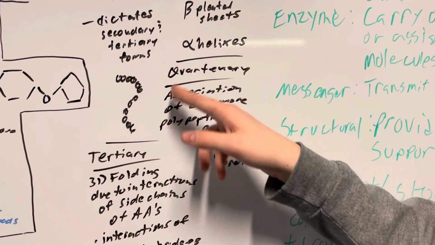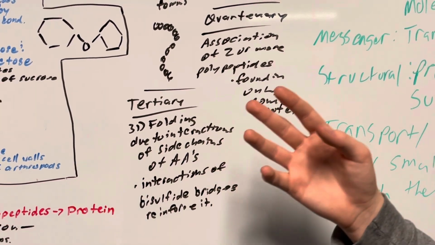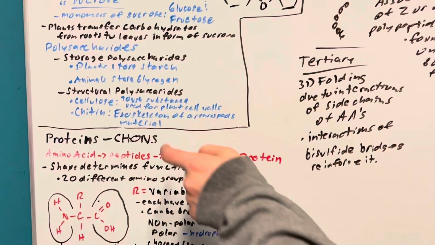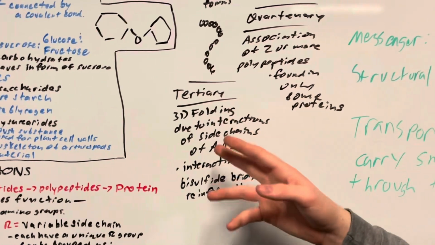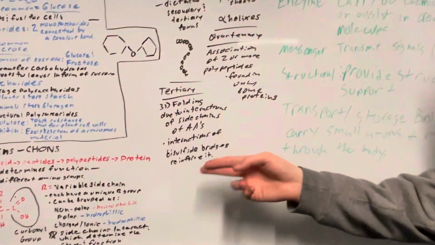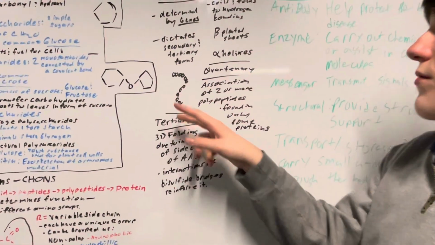And I skipped one. This is tertiary. This has 3D folding, and this is due to interactions of side chains of amino acids. Remember the side chains, how those react. Those cause the 3D folding. Remember, they determine shape and function. And now the interactions of disulfide bridges reinforce the shape you see here.